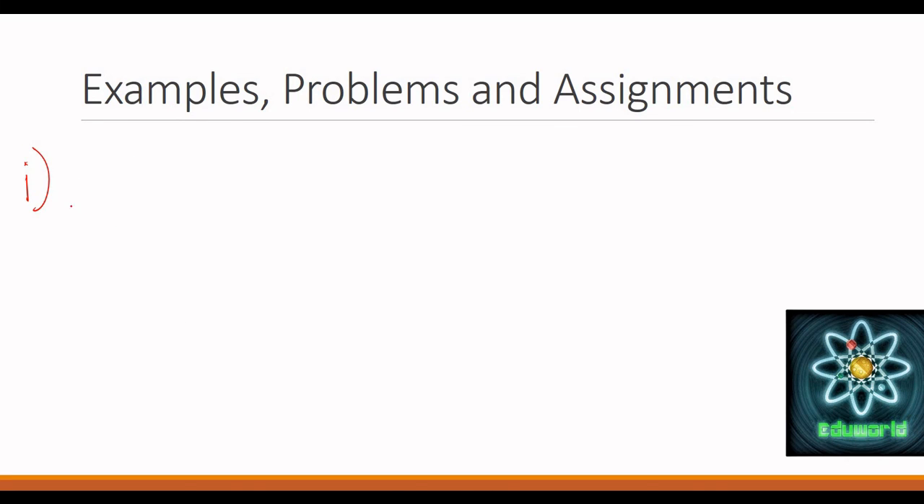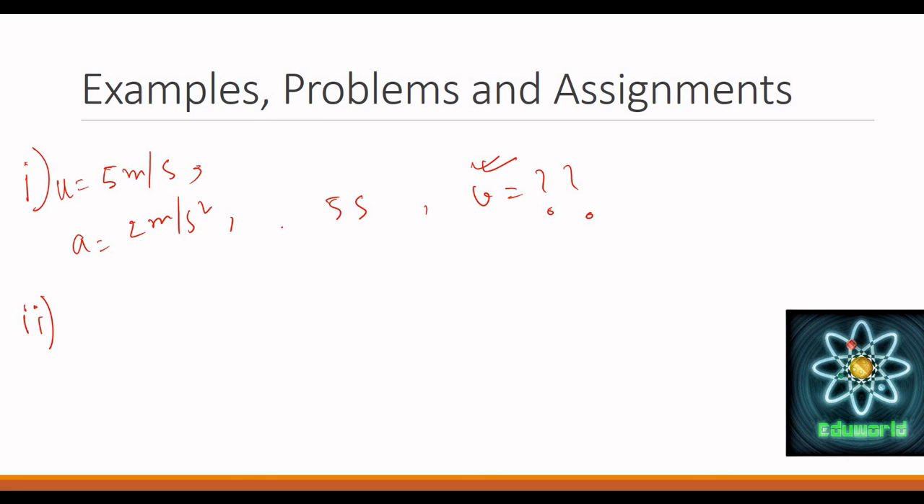For this, take two examples. Say one object was moving with velocity 5 meter per second. So u is given as 5 meter per second, and say the acceleration is 2 meter per second square. After 5 seconds, what will be the velocity v? Do this, and if you can get the value of v, then please comment in our section. This is a very simple example, you will obviously be able to get it.